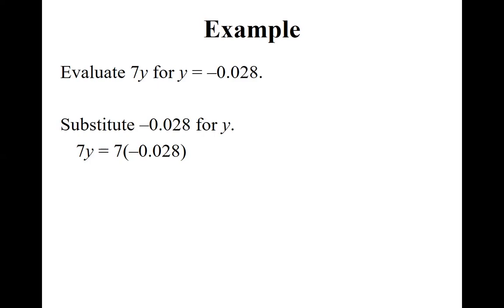If you multiply 28 times 7, and then write your answer so that there is a total of 3 decimal places, we get negative 0.196.